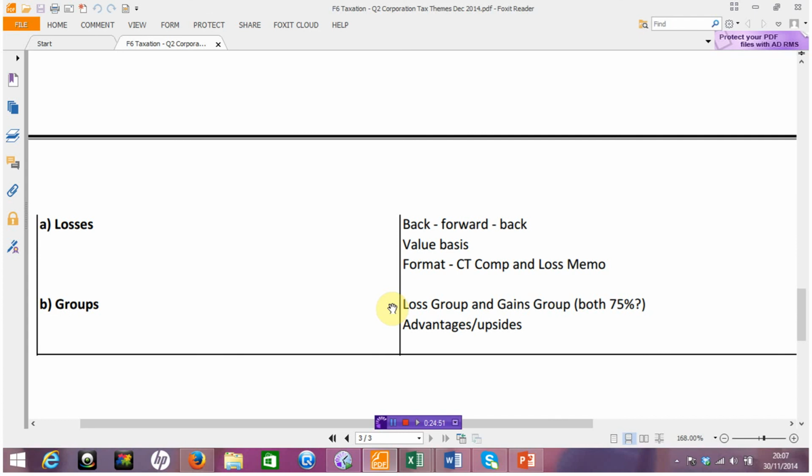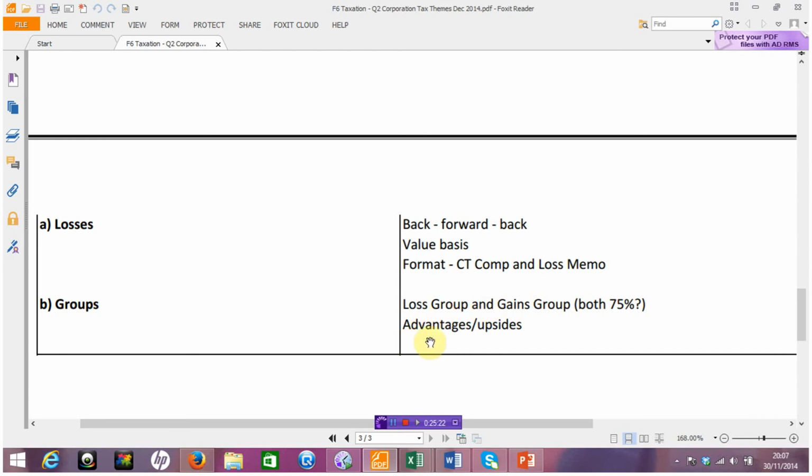Okay. Now, I don't think this is a big issue for us, because I think that the standard way at F6 that the examiner comes at this is that he'll give you the groups. In other words, he'll tell you that company A owns 80% or 85% in company B, etc., etc. So we don't have a major problem, I don't think, with forming the groups. I think what we need to do is to understand why companies want to be in groups, and what the upsides, i.e. the advantages, are.